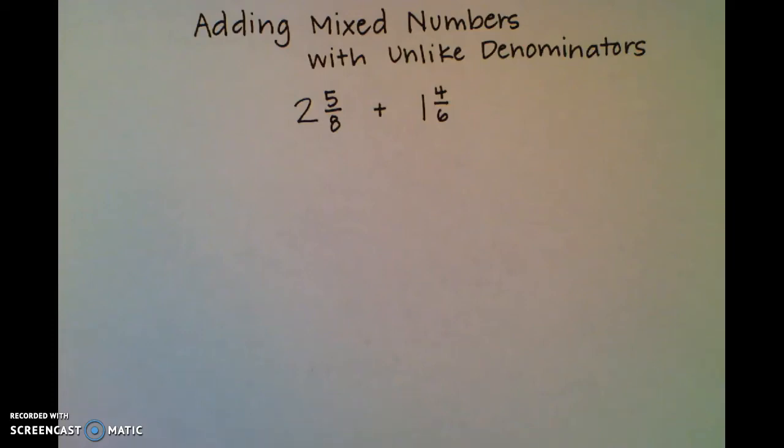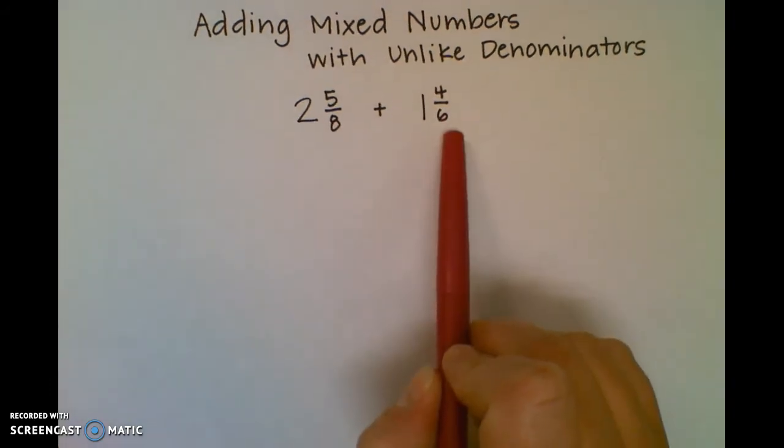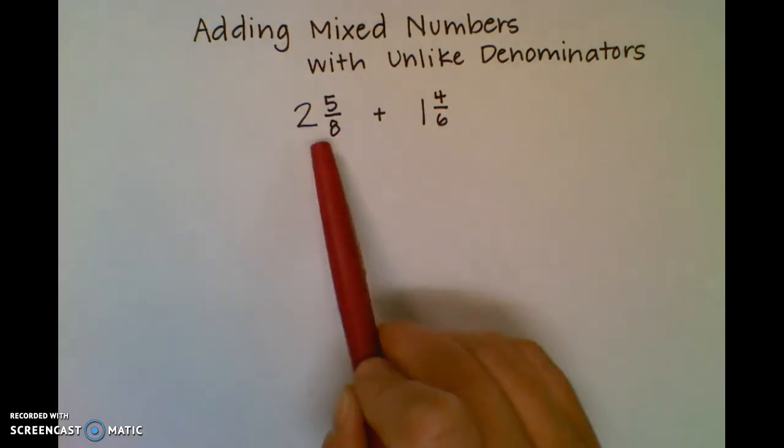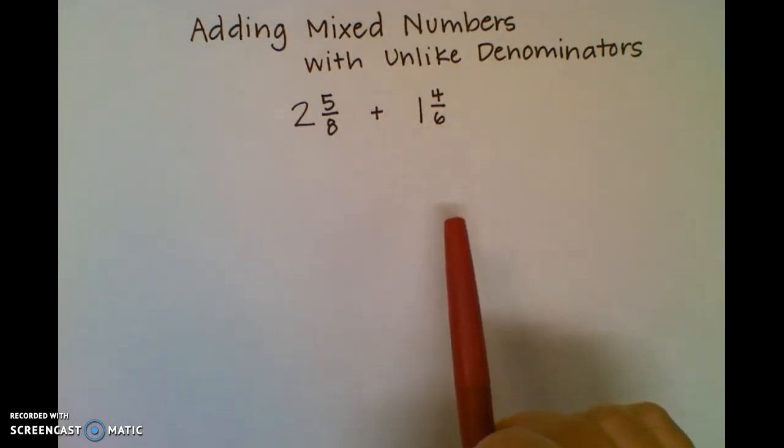Okay guys, so we're going to review how to add mixed numbers with unlike denominators. So the problem that we have here is 2 and 5/8 plus 1 and 4/6. So they have unlike denominators, and I need to find a way to make them still with equivalent fractions, but equivalent fractions that have the same denominator so I can add them.